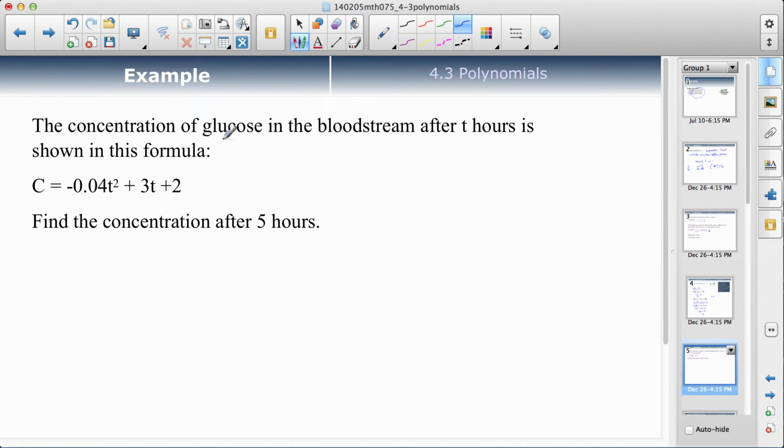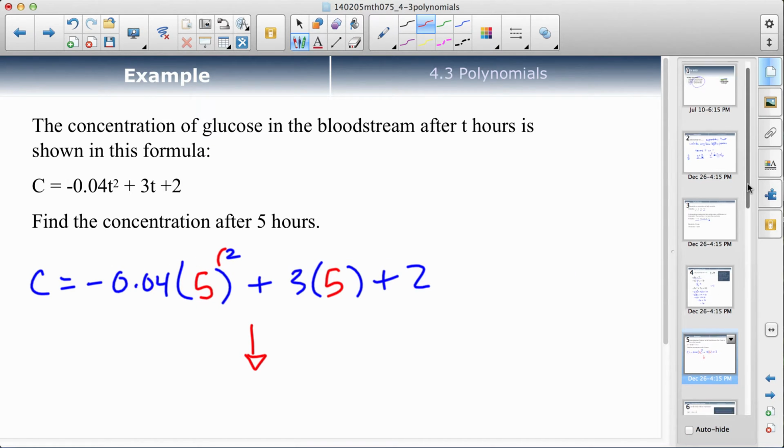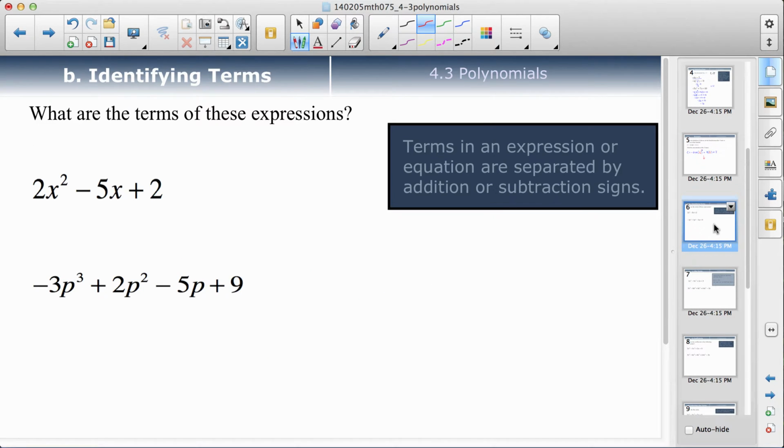Concentration of glucose in the bloodstream after a certain number of hours, shown by this formula. So find the concentration after 5 hours. What you do is write the whole formula down, but instead of the t, I put a bracket, squared, plus 3 times something, plus 2. And then, of course, I plug in my 5 everywhere I see a t, and finish evaluating that. I'd have to square this first, multiply it, add this, plus 2. Okay, you can do that.